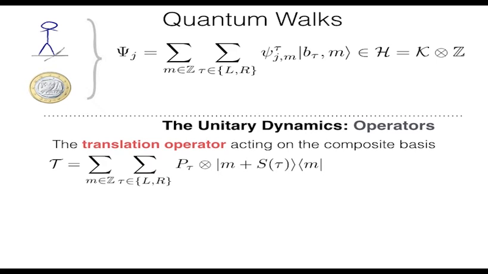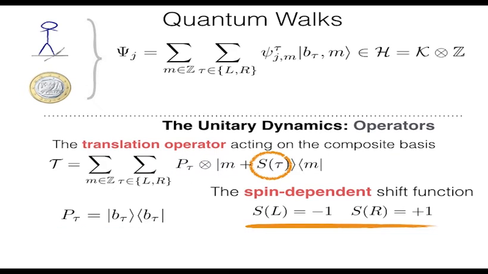And then the translation operator. The translation operator acts directly on the composite Hilbert space. And this translation operator is composed by, this is the nicest part of the definition of the quantum walk operator, a projector on the coin state space, and then the usual translation operator, but with the spin-dependent shift function inside, which moves the particle towards the left when the particle is projected on the left coin state, and moves the particle towards the right when the particle is projected into the right coin state.